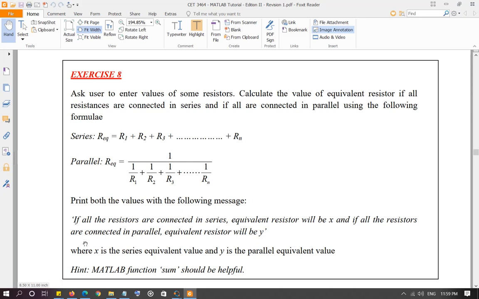Where x is, that's going to be the series value, and where y is, that's going to be the parallel value. So you're going to say if all the resistors are connected in series, equivalent resistor will be 52, let's say. And if all the resistors are connected in parallel, equivalent resistor will be 3.5. So x will be replaced by R equivalent for series, and y will be replaced by R equivalent for parallel. There's a hint over here. The MATLAB function sum will be really helpful for you in this one. Think about how you're going to use sum to calculate this. This is pretty straightforward, sum of the vector.